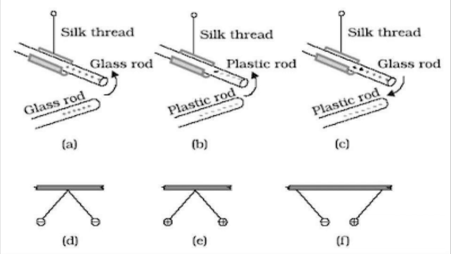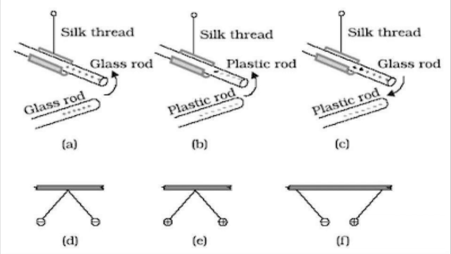Similarly, in picture B, just assume that 2 plastic rods are being rubbed with cat fur. By this process, the plastic rod gets negatively charged and the cat fur gets positively charged. By bringing the second plastic rod near to the first plastic rod, which is being suspended by a silk thread, the plastic rods get repelled from each other.